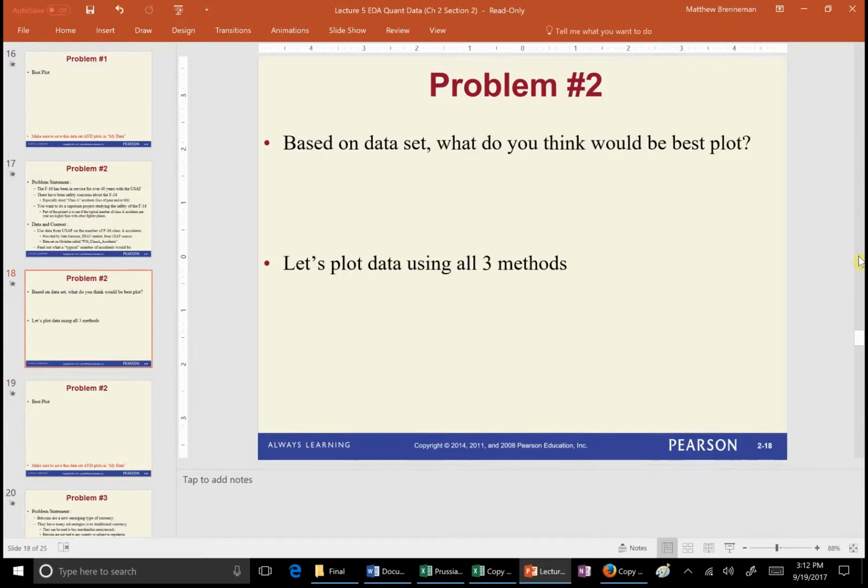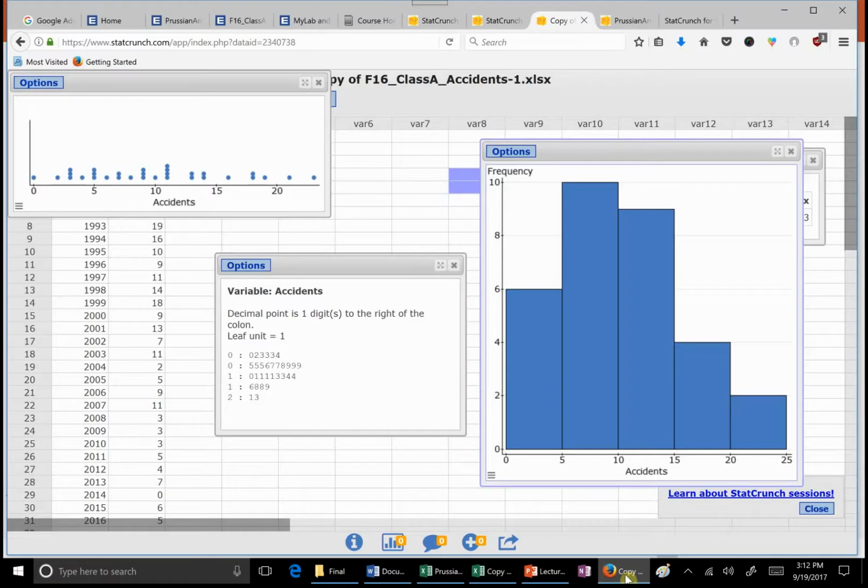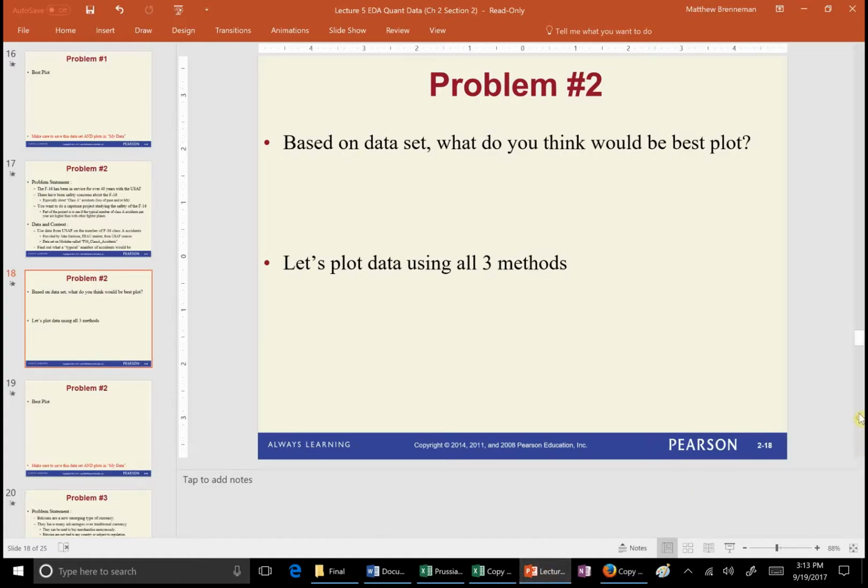And so which one's the best? It's kind of up to you. I would say dot plot is definitely not in the running. I'd say it's between stem, and these are basically the same thing when you think about it. Stem and leaf and histogram are basically the same thing. They're really identical. The only difference is the stem and leaf is showing you the values that are in each of those bars, okay? So I might argue that this is the better one right here.